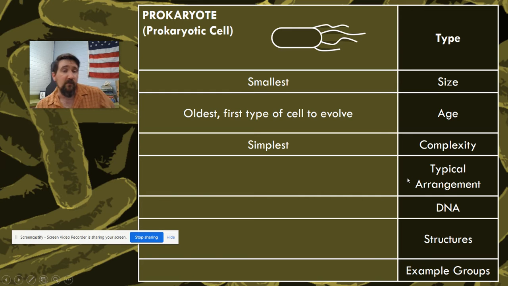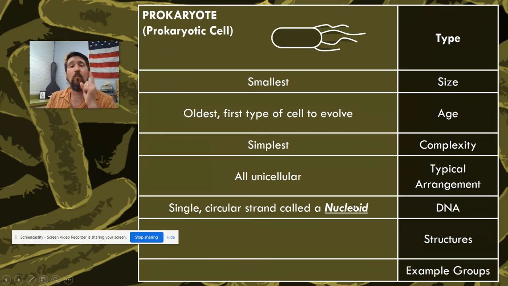Prokaryotes are the simplest of all cells. They have the fewest structures, and they have very simple lifestyles for the most part. They are typically unicellular. You don't really find multicellular prokaryotes, although you may find prokaryotes living in colonies or clusters, which makes them look like multicellular organisms, but really they're pretty much all unicellular.